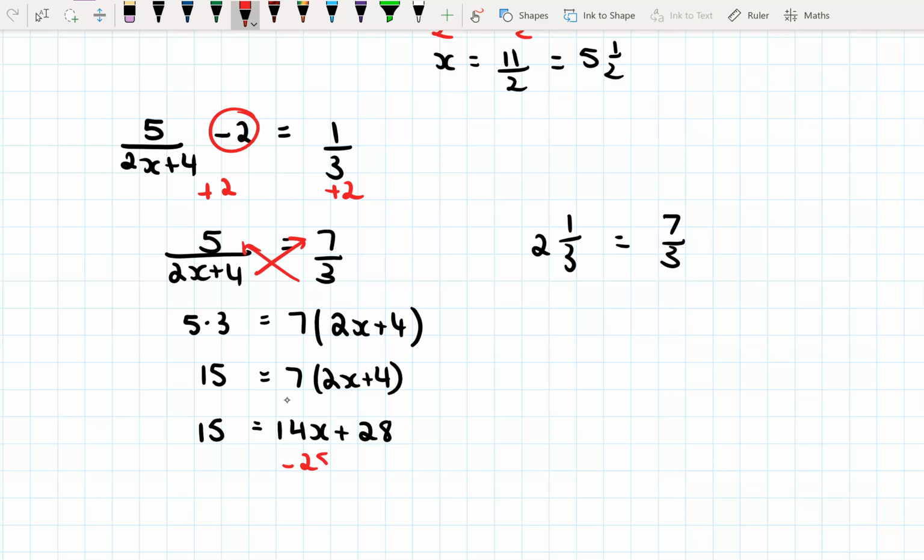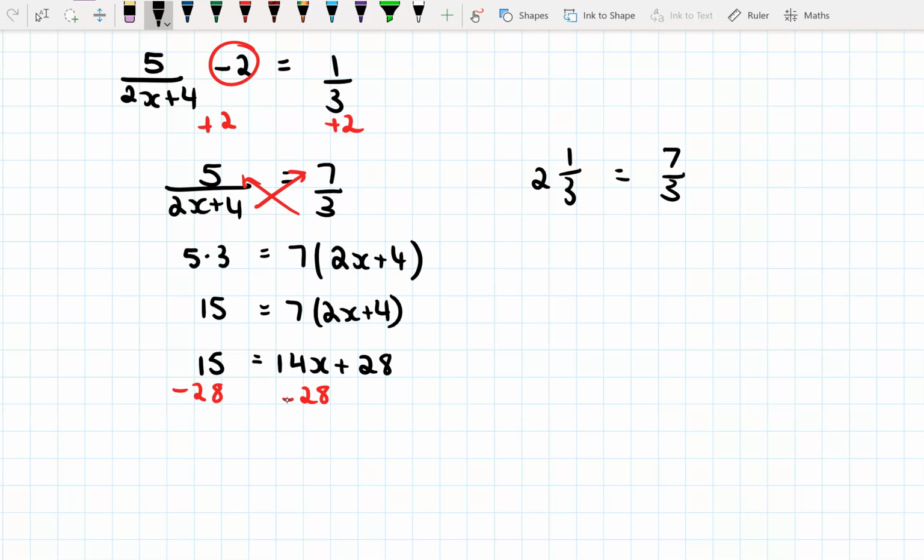Now we're going to minus 28 from both sides. 15 minus 28 gives us minus 13 is equal to 14x. And therefore, when we divide by 14, we end up with x is equal to minus 13 over 14. So this is how we work with rational equations. But as I said, just make sure you always have a fraction equal to another one before you proceed with this.